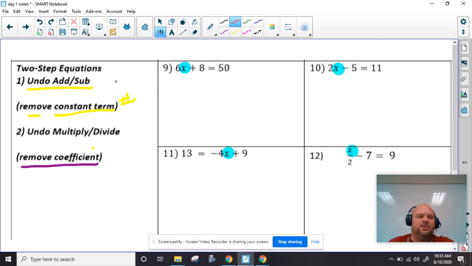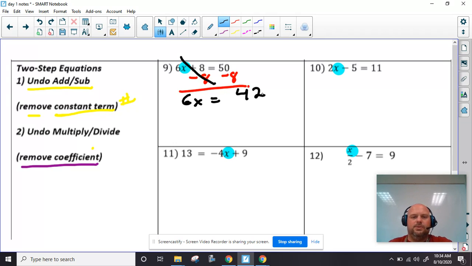All right. So step 1, undo add, subtract. So we're going to subtract the 8. Okay. So I'll do that. I'm left with 6x equals. Now this goes away. Okay. I'm left with 42. Now we're to our side by side, or with our division, we're getting rid of that number in front. Okay. So now x equals 7.